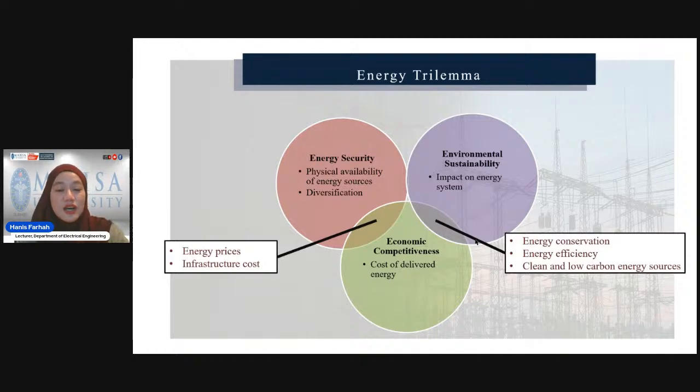Okay, these are the challenges we compile into one, what we call the energy trilemma. What is the energy trilemma? The energy trilemma is defined as the balancing of the trade-off between three major energy goals, which are energy security, environmental sustainability, and economic competitiveness. They each have their own classification, and also their own impacts on the environment and impacts on the economy in terms of money.